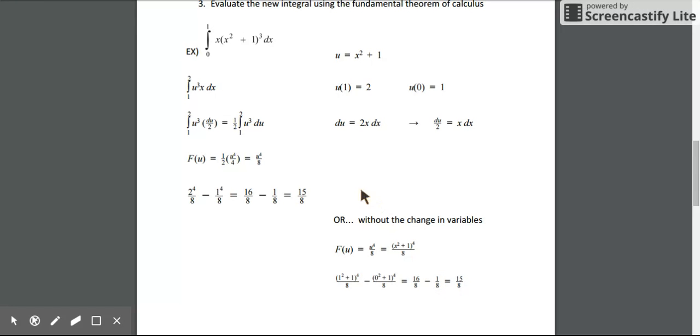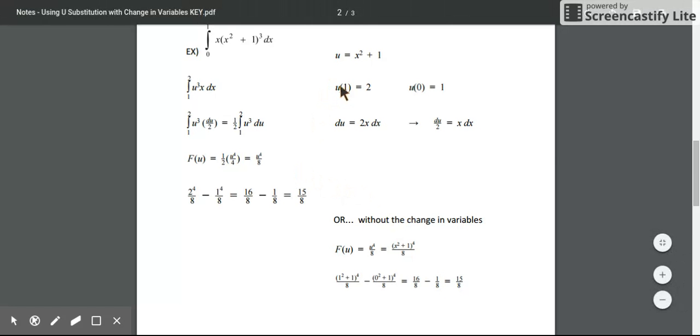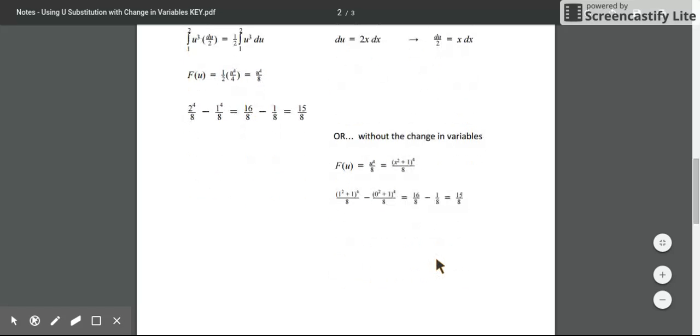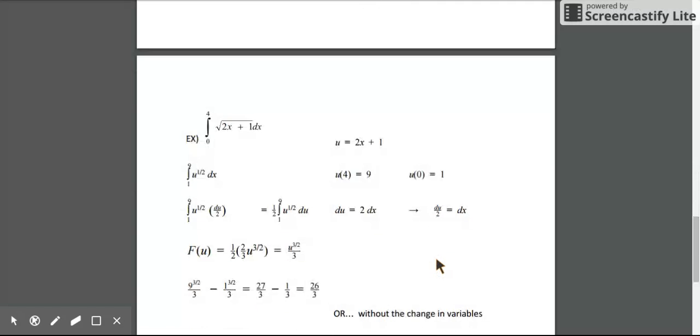It's a little bit easier to evaluate by using that change of variables, but it's not necessary. If you want to back substitute what you originally replaced u for and then evaluate using the fundamental theorem, that's okay as well. Let's do one more example.